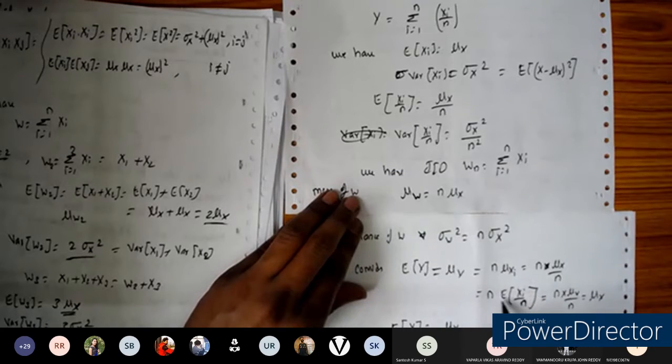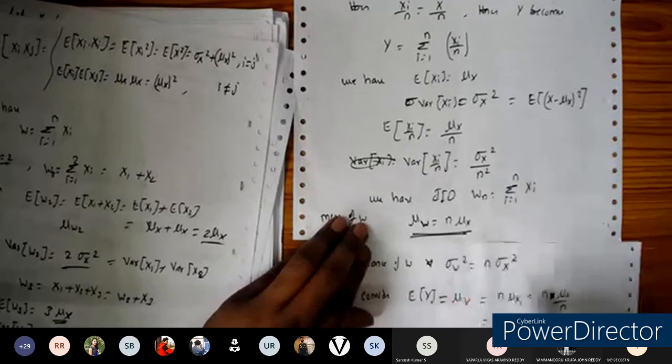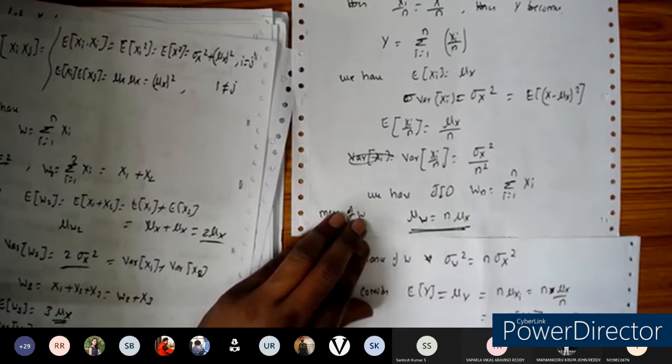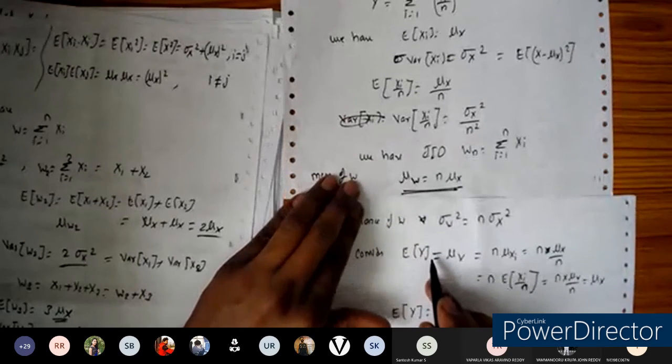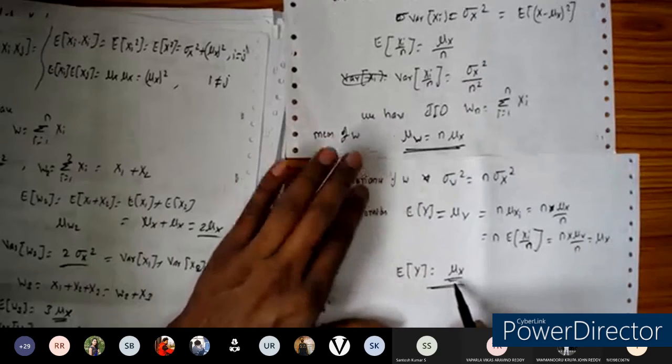Why it has become n is because of the IID concept, which we already used here. Because of this, we got n into mu xi terms. That's why I'm recalling the concept. So the mean of this average random variable y is mu x. That is, the expected value of that is mu x.